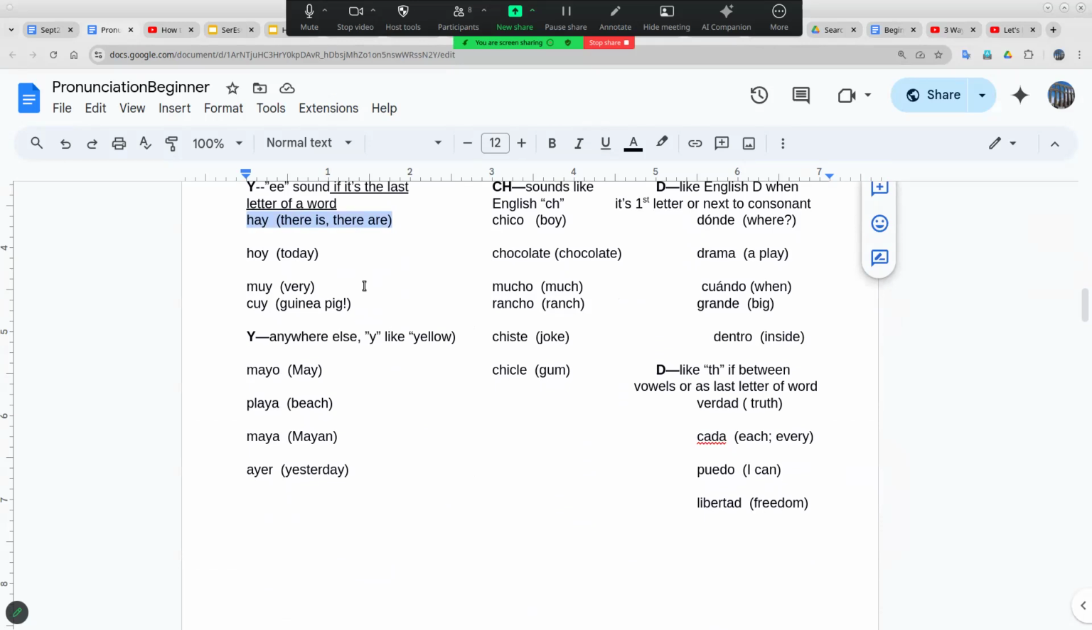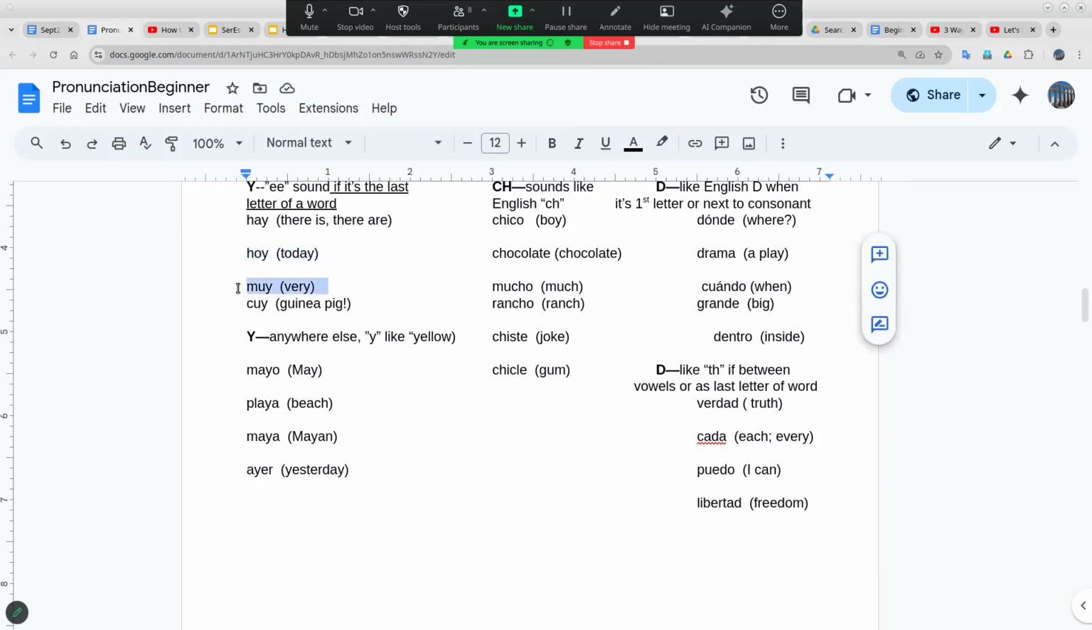Repitan, por favor. Ay. Ay. Right? And we ignore the H, right? The word for today, hoy. Hoy. And you'll notice that the sound blends, runs straight into that I sound. Hoy. Today.